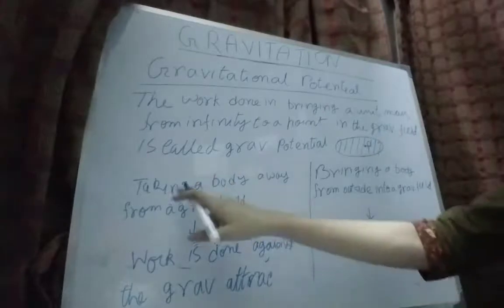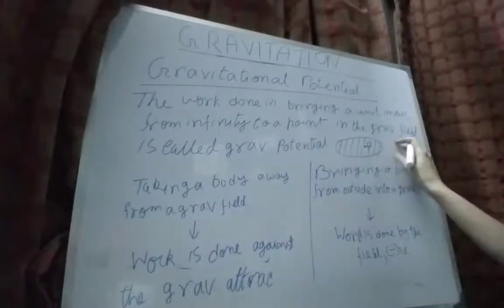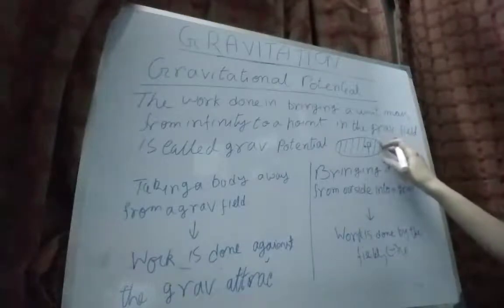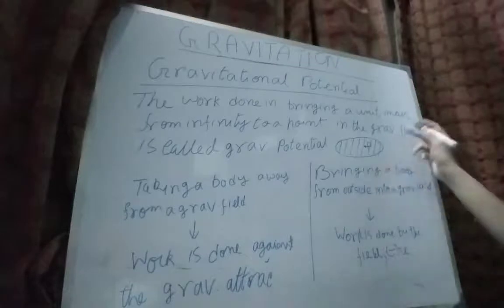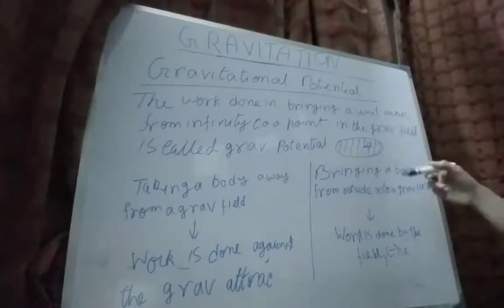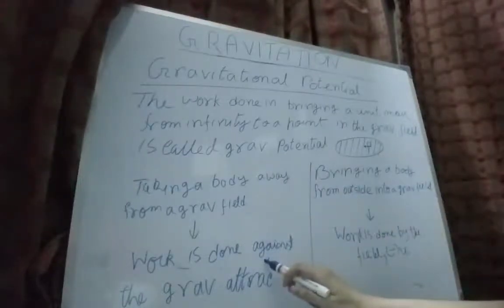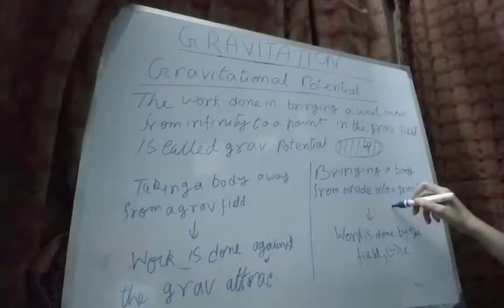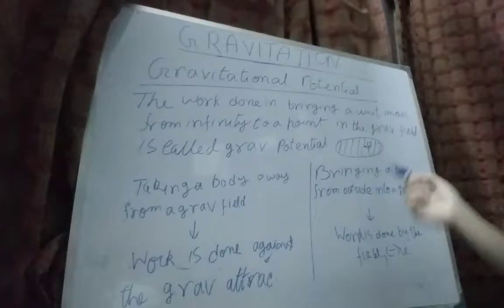Now, when we take a body away from a gravitational field, the work is done against the gravitational attraction or the gravitational force. When we bring a body from outside into a gravitational field, the work is done by the field. In the first case the work done is positive, and in this case the work done is negative. So, the gravitational potential is negative.